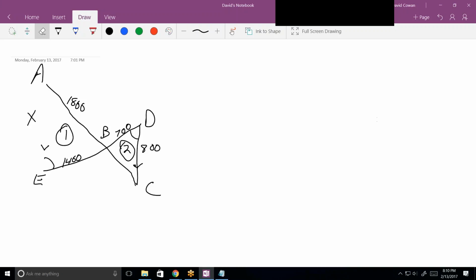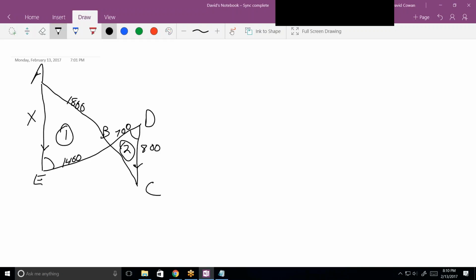Because they're parallel. Ah, man, I hate this program. If you forget that you're on eraser and you go to draw something, it erases it. So you have to remember that you're on eraser, or else you screw up your whole diagram.